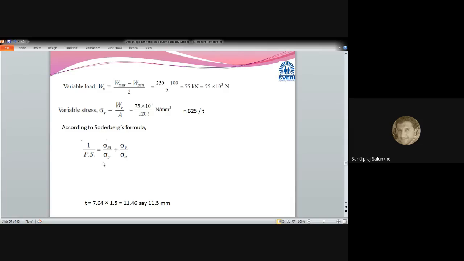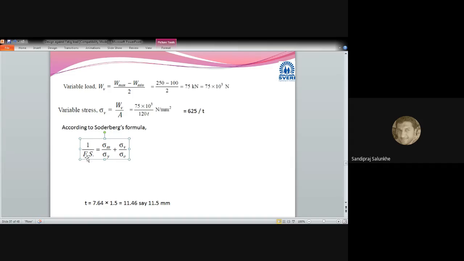Now, as already I have discussed, we are going to use the Soderberg diagram. By referring to the Soderberg diagram, we get 1 over factor of safety is equal to sigma mean divided by yield stress plus sigma average divided by the endurance limit. That means either I can write this term first or that term first, no matter, because sigma average divided by endurance limit plus sigma mean divided by yield strength is also right. Or we can write like this.